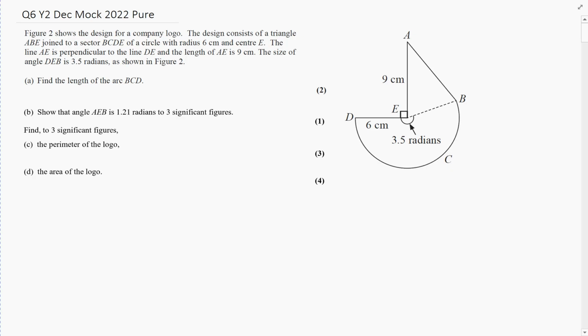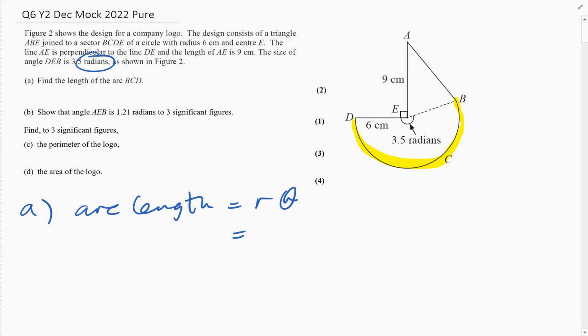Question 6 looks like radians. So find the length of arc BCD. Arc BCD is this one, and we're in radians, so arc length is just r times theta. In this case, the radius is 6, theta is 3.5. 6 times 3.5 is 21 centimeters.